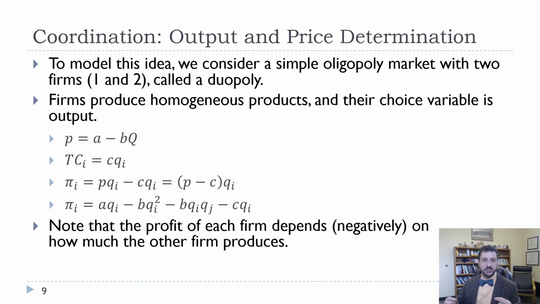But the big difference is that the Q, the capital Q, is Q1 plus Q2, or QI plus QJ. And so profit for firm I is going to be AQI minus BQI squared minus CQI. That's what we have in our traditional monopoly. But then this extra term, minus BQI times QJ. And so profit of each firm depends negatively on how much the other firm produces. And so that's why cooperation is going to be so important in terms of getting to the monopoly output level.